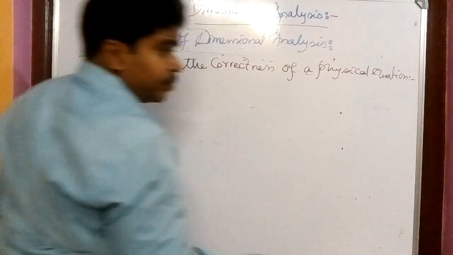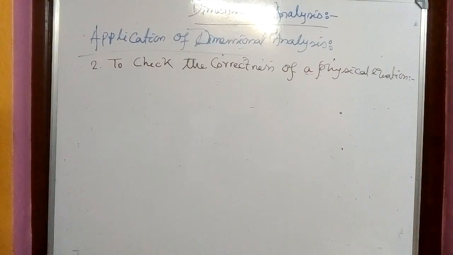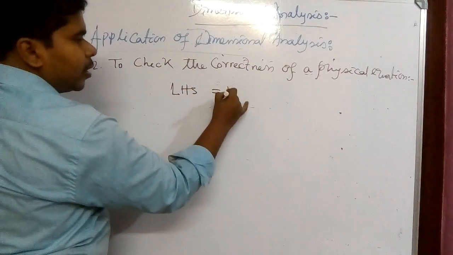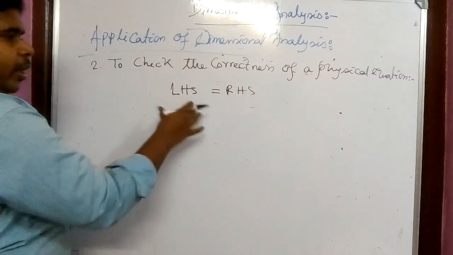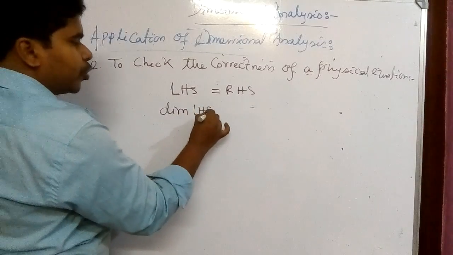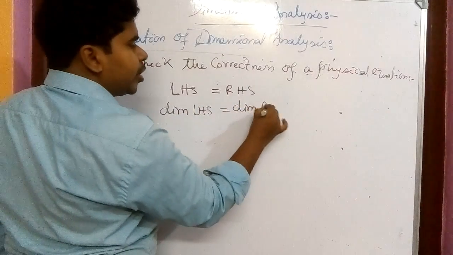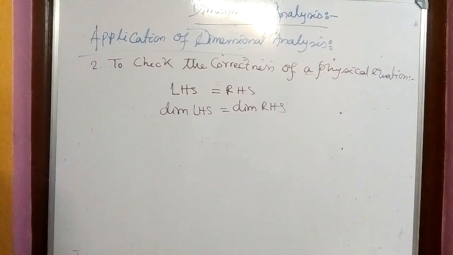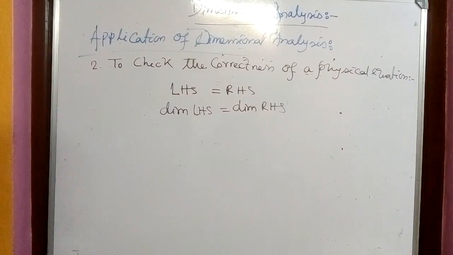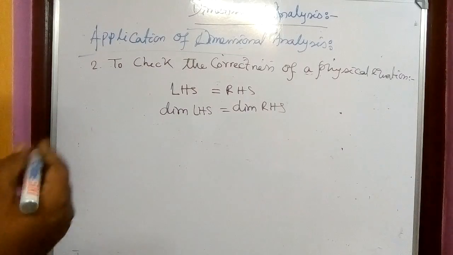Any physical equation, whether it is correct or not, how can we understand? See, in an equation, one side is LHS, another is RHS. So if the dimension of LHS is equal to the dimension of RHS, then we can say yes, the equation is correct. And if the dimension of LHS and RHS are not the same, then we say that the equation is wrong. Let's see an example.